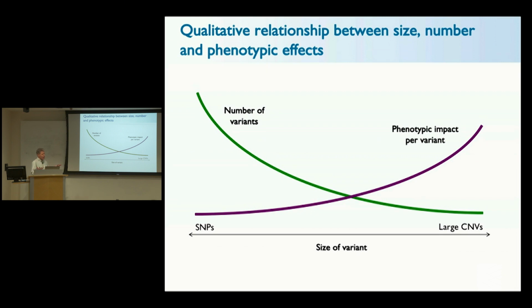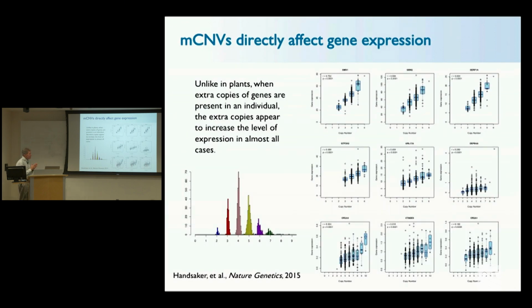So there's a lot of SNPs in the genome, but each SNP, on average, doesn't contribute that much phenotypic variation compared to a large CNV. And I'll show you a couple different examples of this. One is coming back to these multi-allelic CNVs.